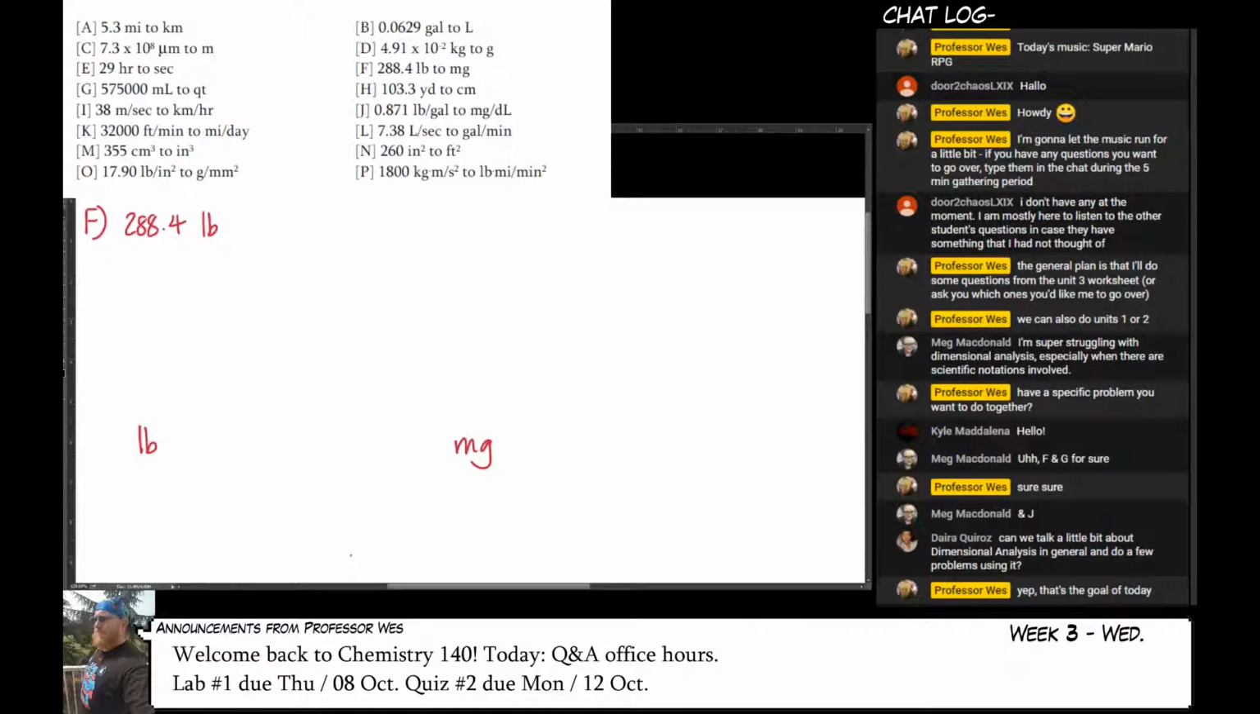Now, there are all sorts of ways that you could do this. You could turn pounds into kilograms, and then kilograms into grams, and then grams into milligrams. You could turn pounds directly into grams.